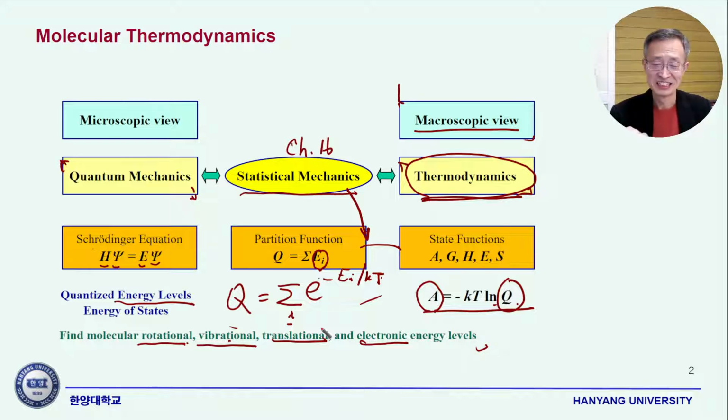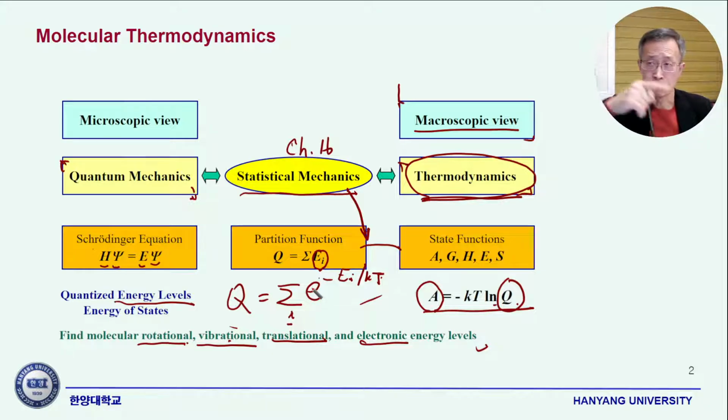And then minus e to the minus that energy over kT. But exponential of sums is actually a product of exponentials, like that. So this is basically what we decomposed the partition function into: a molecular partition function.